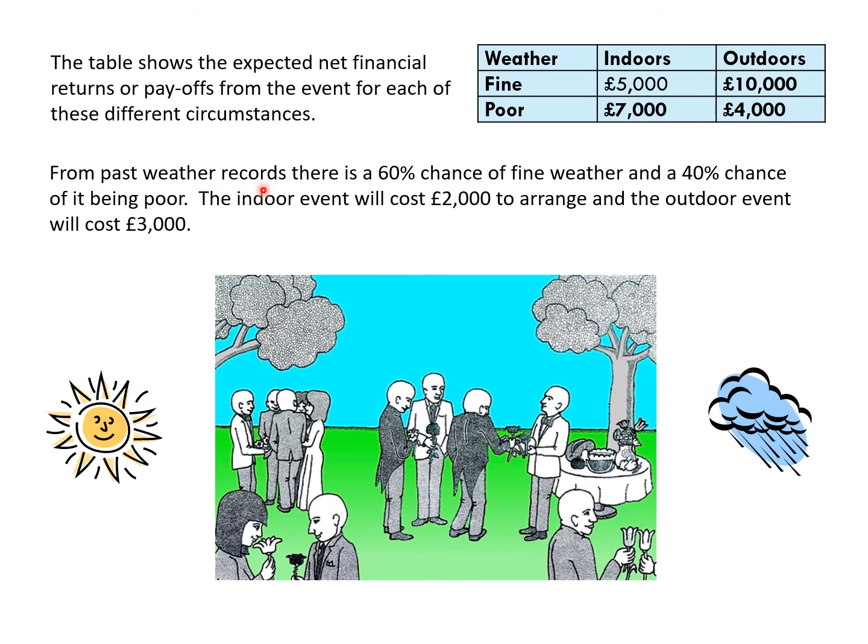From past weather records, there is a 60% chance of fine weather and a 40% chance of it being poor. The indoor event will cost £2,000 for me to arrange. The outdoor event will cost £3,000 for me to arrange. And the big question here is, should I hold my event indoors or outdoors? How do I make this decision? I need to use a decision tree.